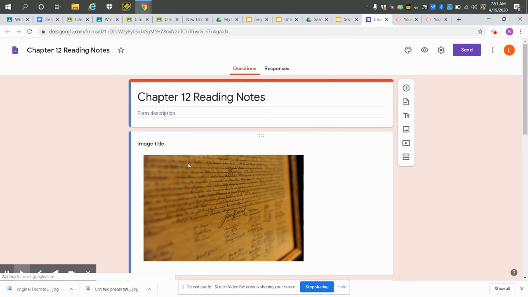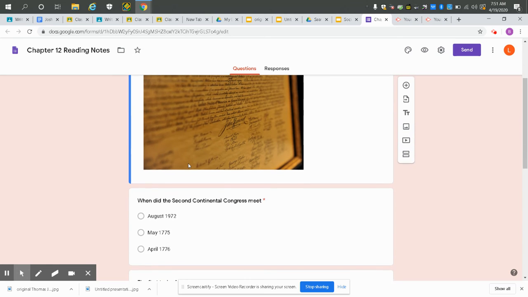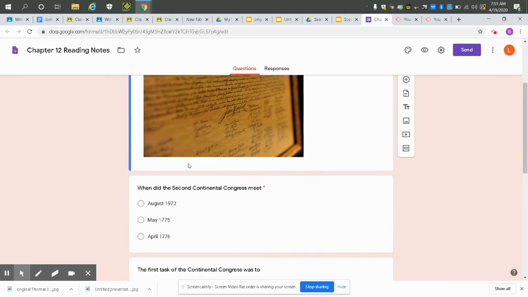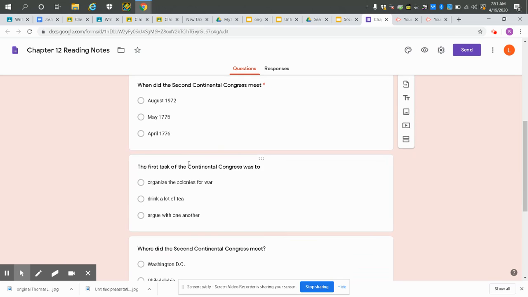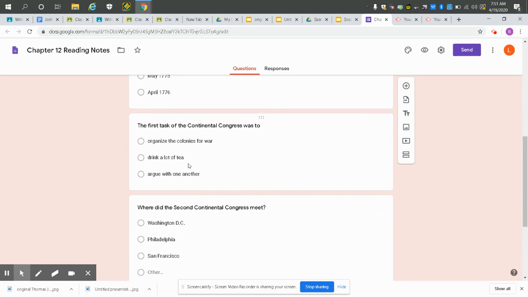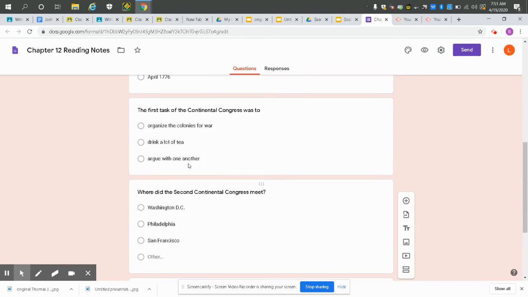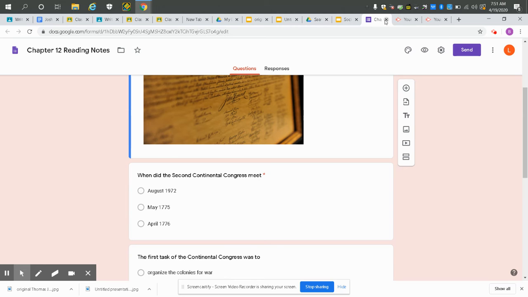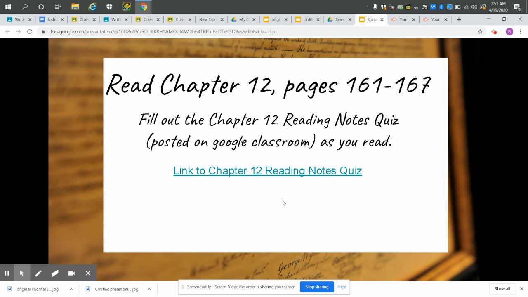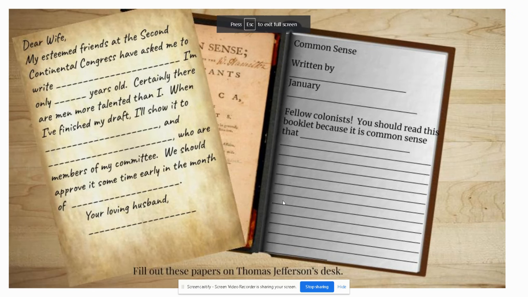Here's what that little quiz looks like. There's just a few questions here. When did the Second Continental Congress meet? What was the first task of the Continental Congress? Where did they meet? And who wrote Common Sense? Those are the 4 things you're going to be looking for as you're reading. And remember, you're going to do your reading before you come to your meeting with me tomorrow.